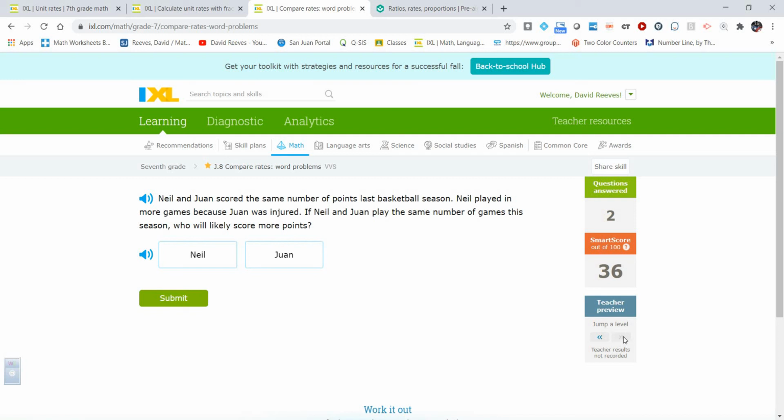Wow, it does not go up to a higher level. See, it won't let me click over. They don't get any more difficult. But let's see what it says.